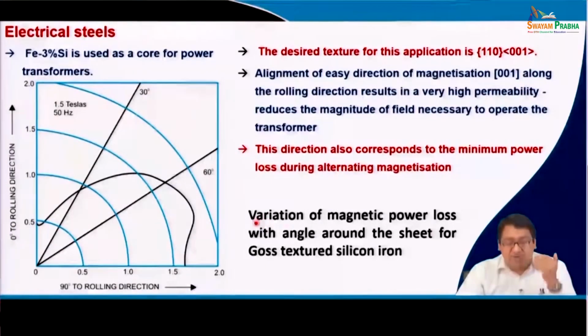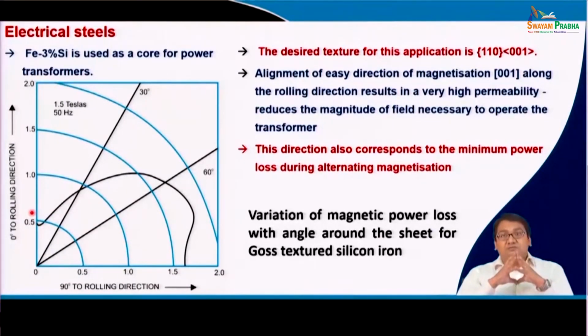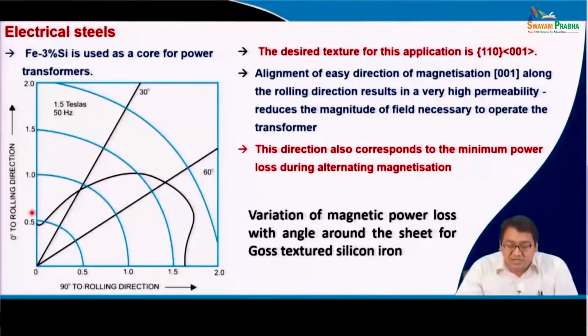So, the variation of magnetic power loss can be observed. You see, parallel to the rolling direction it is the least, and then it increases if the angle is increased to 30 degrees, then 60 degrees, and then 90 degrees, and you can see that the least magnetic power loss is along the 001 direction, which is basically the Goss texture. So, for electrical steels also, Goss texture is being used to obtain better properties.